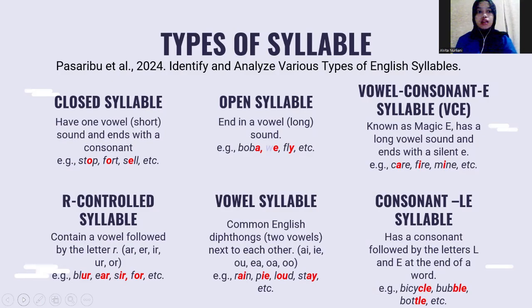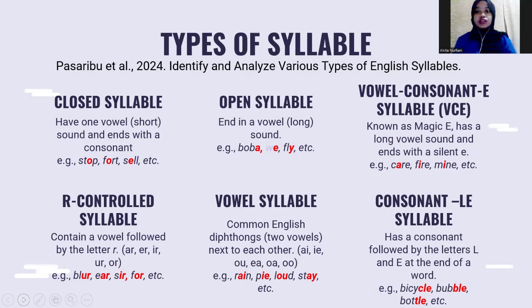These are types of syllable by Pasaribu et al. There are 6 types of English syllables. The first one is closed syllable. Closed syllable has one vowel and it is a short sound and ends with a consonant. For example, the words stop, fort, sell, and etc. And then open syllable ends in a vowel and it has a long sound. For example, boba, we, fly, and etc.